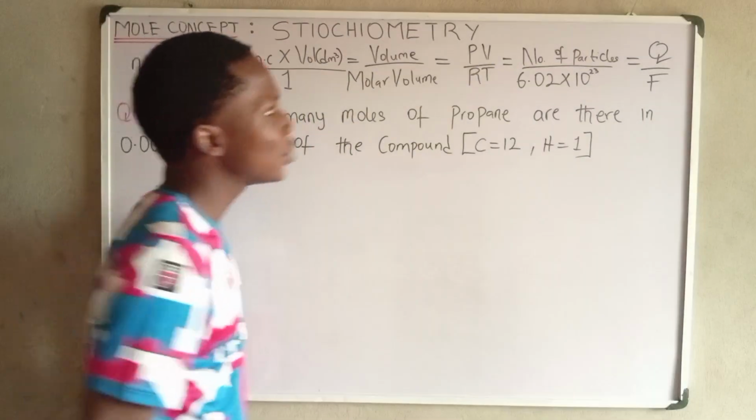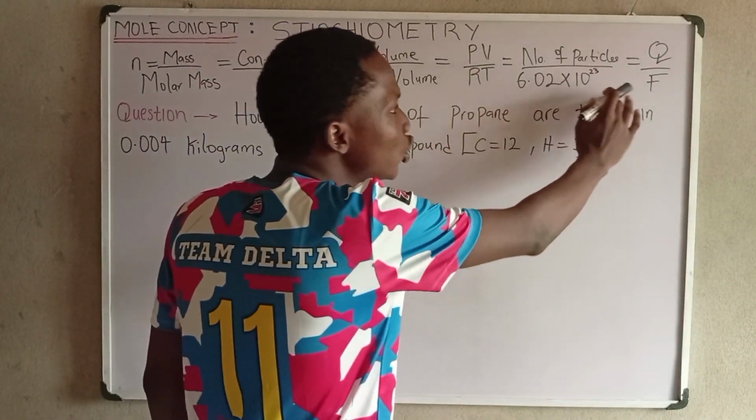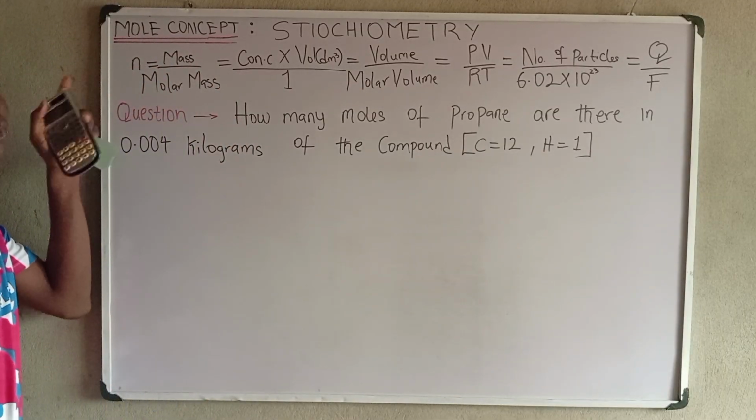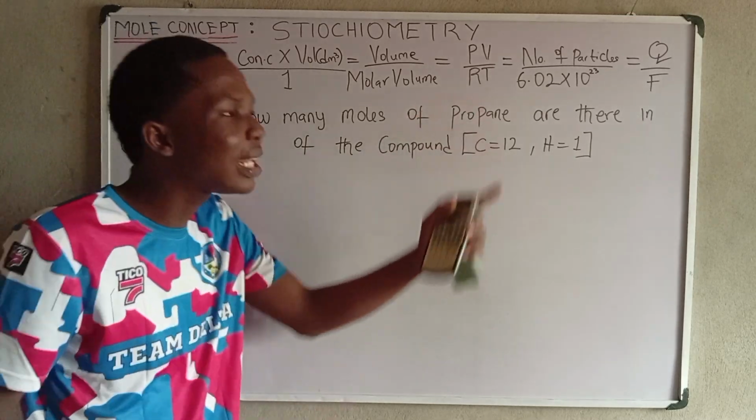Do you understand? So now you can simply, if you get that value, divide it by Avogadro's constant. It will give you what? Number of moles. Do we understand? Now as we are solving, we'll be seeing how these formulas are applied.